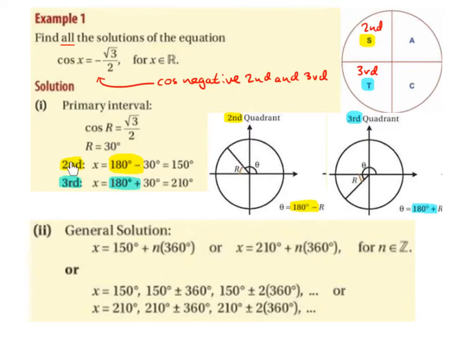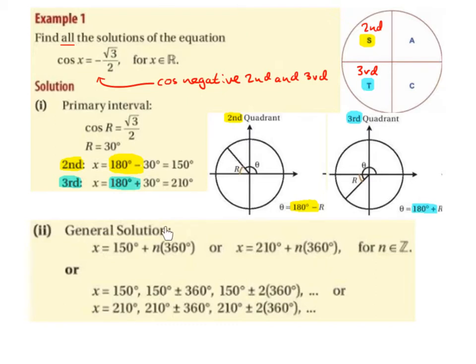Then we go to the second quadrant, and we have to say 180 take away the reference angle. So 180 take away 30 degrees is 150 degrees. Then we go to the third quadrant. We have to say 180 plus the reference angle. So 180 plus 30 degrees is 210 degrees.